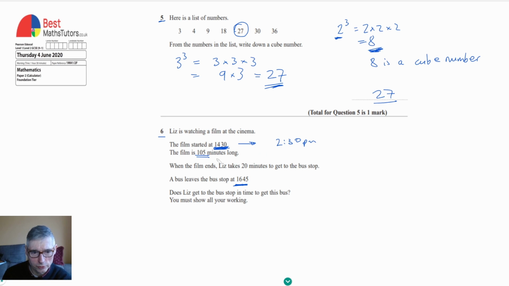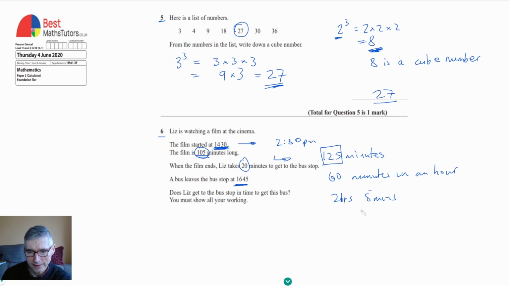What I'm going to do first of all is add these two times together, the 105 minutes and the 20 minutes, and we can see that that would give us 125 minutes. I'm now going to turn that into hours and minutes. Because there are 60 minutes in an hour, if we divide the 125 by 60, it goes in twice. So that's 2 hours with 5 minutes left over. So it's 2 hours and 5 minutes.